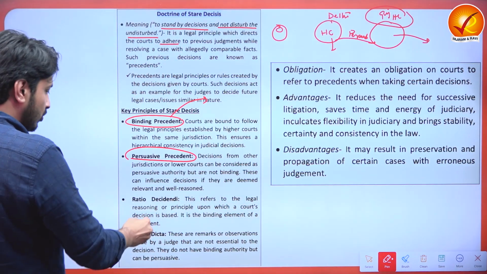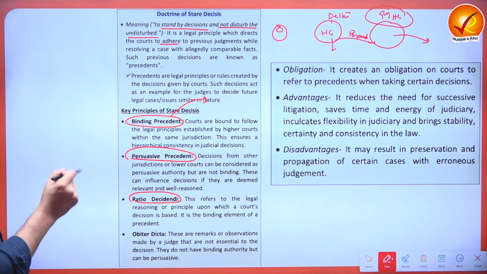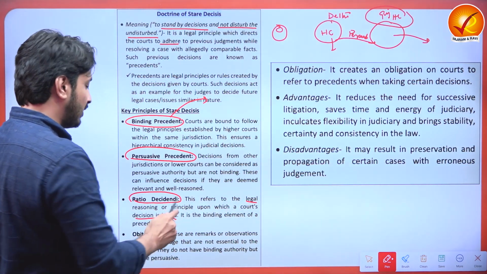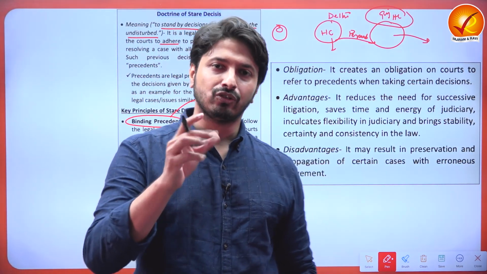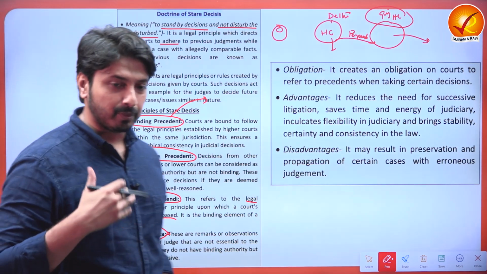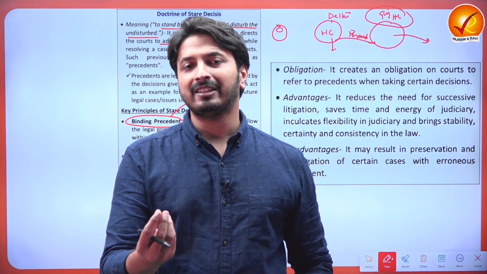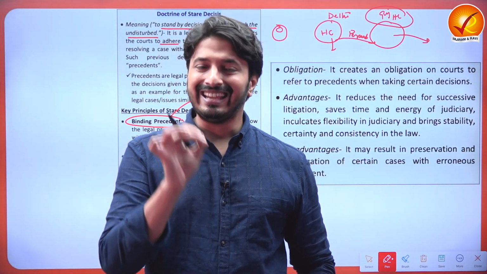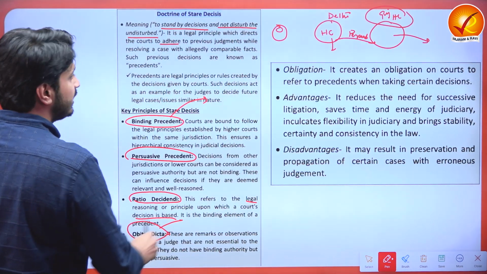Two more important terms which we need to understand from the prelims point of view: one is ratio decidendi. This refers to the legal principles on which a court decision is based. Whatever the reasoning and the principles that particular court has used, that is called ratio decidendi. Another is obiter dicta, which means that whenever a judge provides a judgment, there are many other observations also made by the judge which are not directly related to the matter in that particular case, and that is what we call obiter dicta.